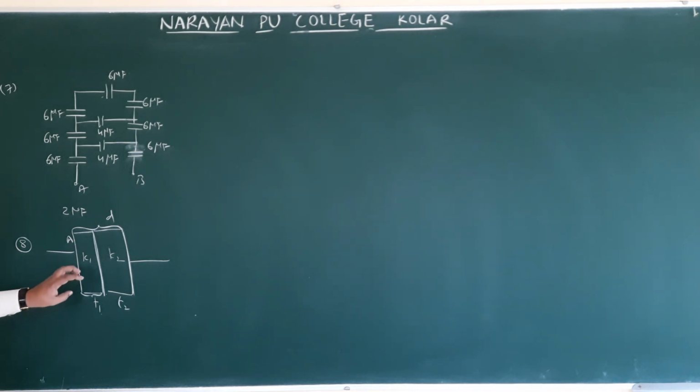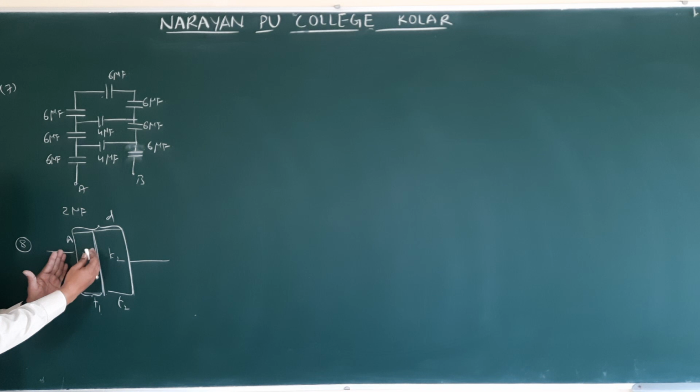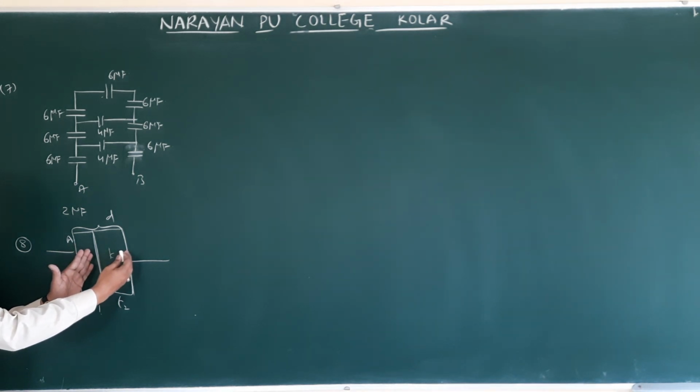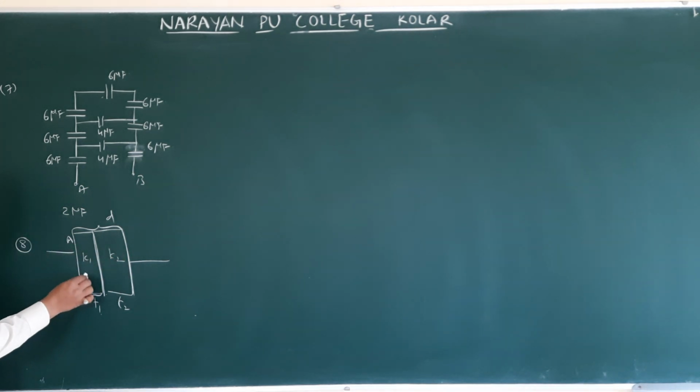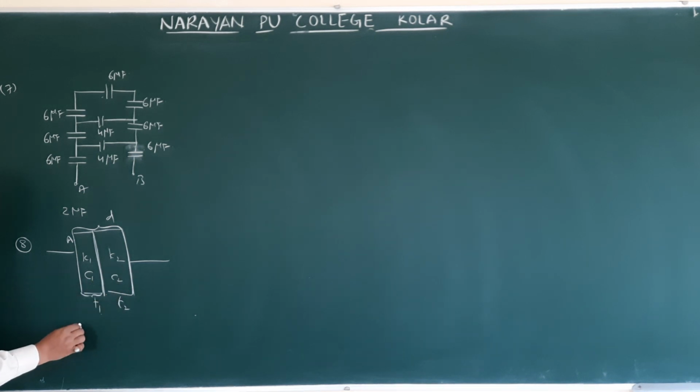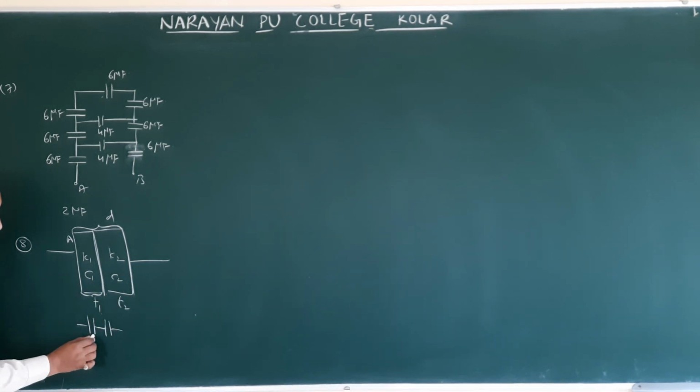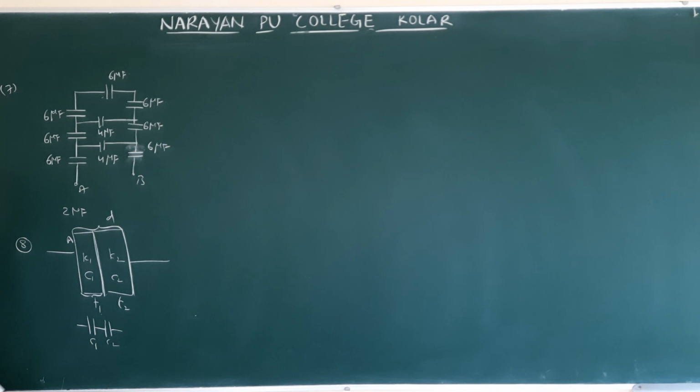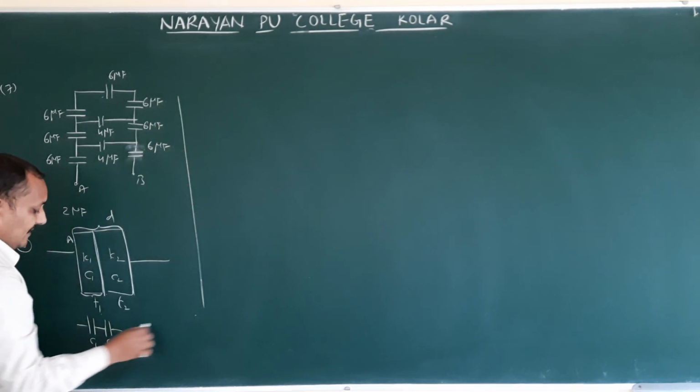So first we have to find what is the resultant capacitance. Two capacitors are there. One is with K1, another one is with K2. Let us say this capacitance is C1, this capacitance is C2. Then these two are in series. The series formula you know. First we have to find C1.